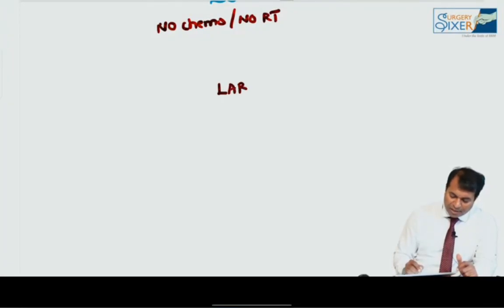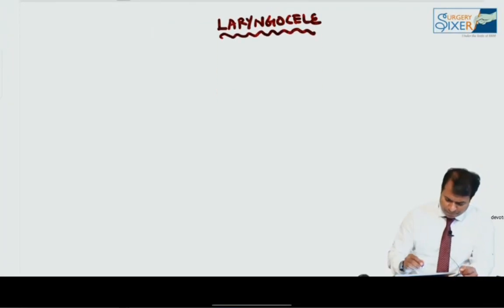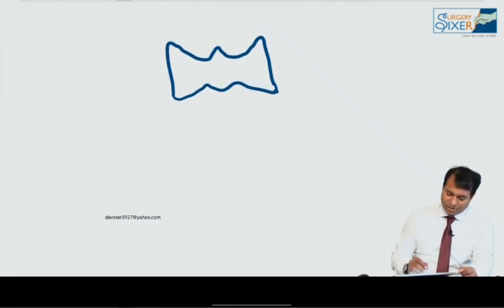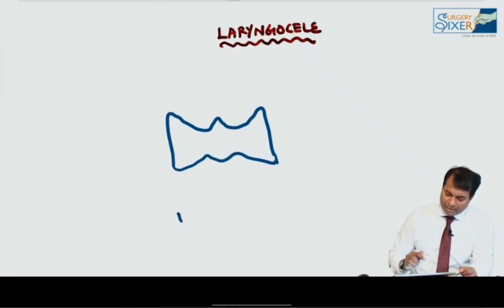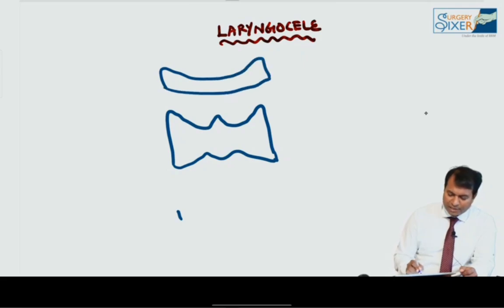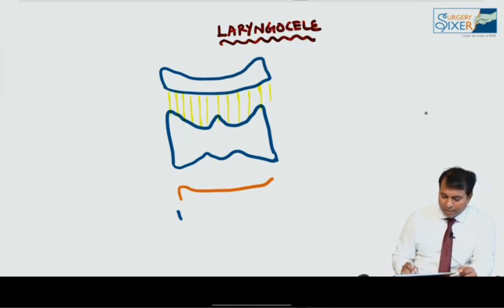And now coming to the air-filled swellings, laryngocele. Air-filled swellings in the neck. First is laryngocele. So let me make you understand the anatomy in front of neck. This is thyroid cartilage. This is hyoid bone. I'm not drawing it so perfectly, but this is hyoid bone. And this membrane is thyrohyoid membrane. And this is cricoid cartilage. And after that, the tracheal rings will start.